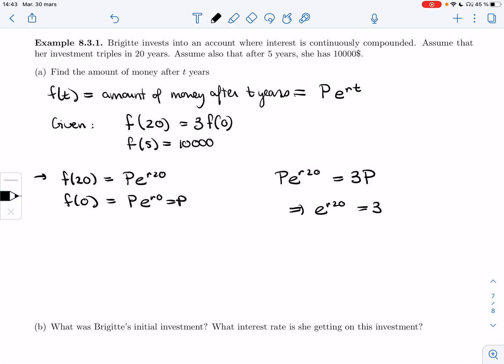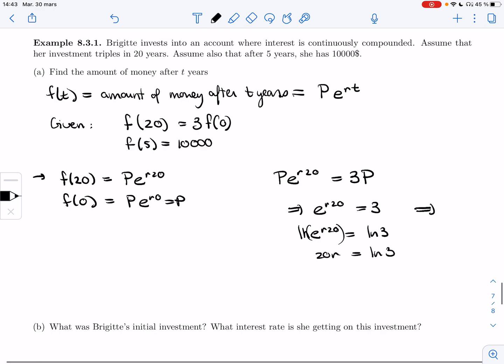I can apply log on both sides. So log of e to the 20R, that's log of 3. And so this will cancel with the e. 20R is log of 3. And so that gives us that R is log of 3 over 20.